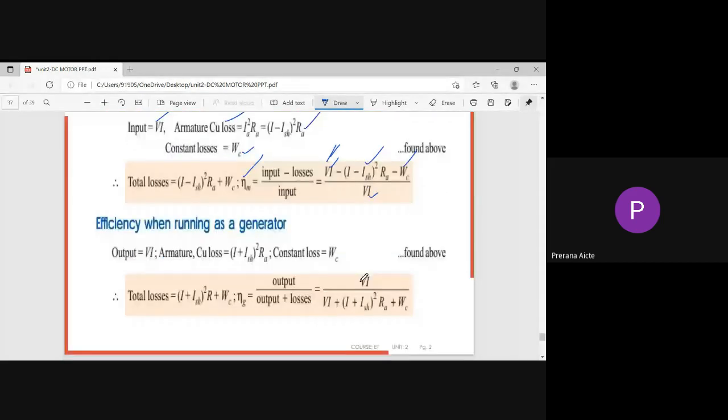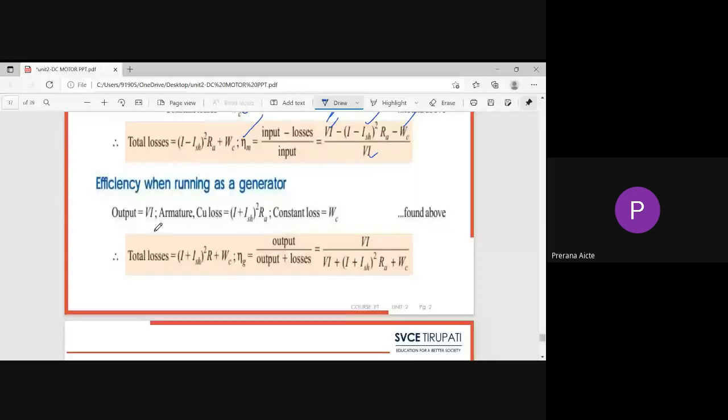So for the generator, we already know the efficiency of running as a generator is output power by output power plus losses. Here we don't know the input power because in a generator we give mechanical energy as the input. We know the output here, that is VLIL. So for that reason we write VLIL as the output power, and instead of input power we take output power plus losses. We know the output power VL into IL, and losses. What are the losses? Variable losses and constant losses.